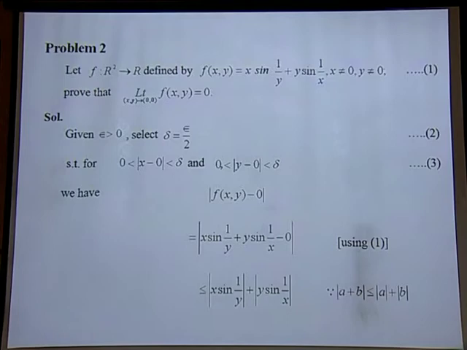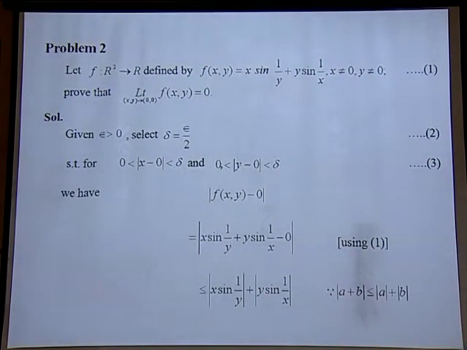So, it is going to one function, that is z, which is in R only. Here, f from R square to R is defined by f of x y is equal to x sine 1 over y plus y sine 1 over x, for x not equal to 0, y not equal to 0. Then we want to prove that the limit of f of x y as x y tends to 0 0 is equal to 0.